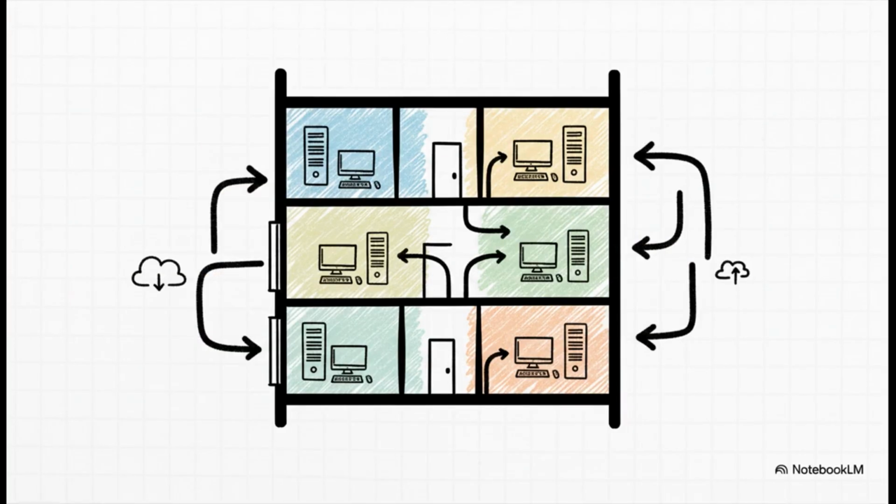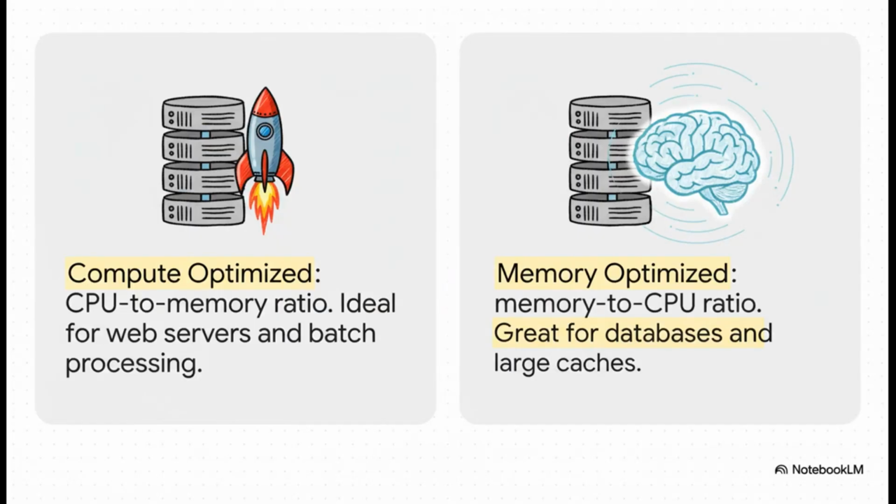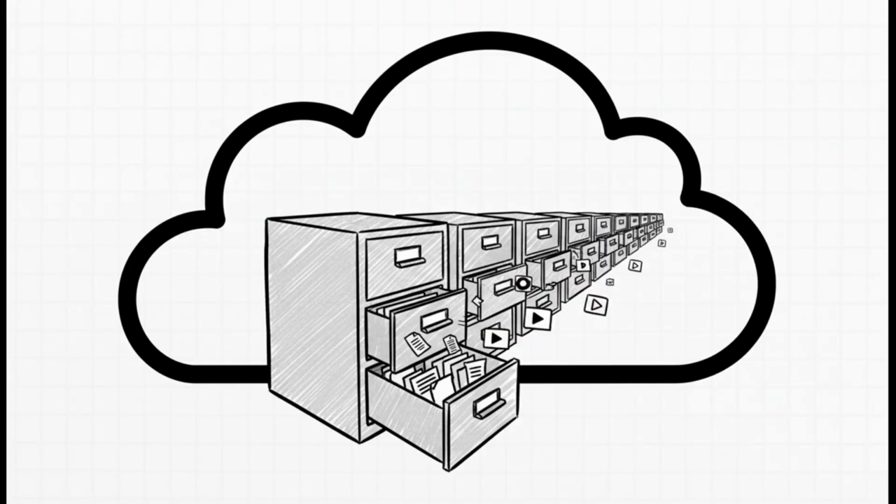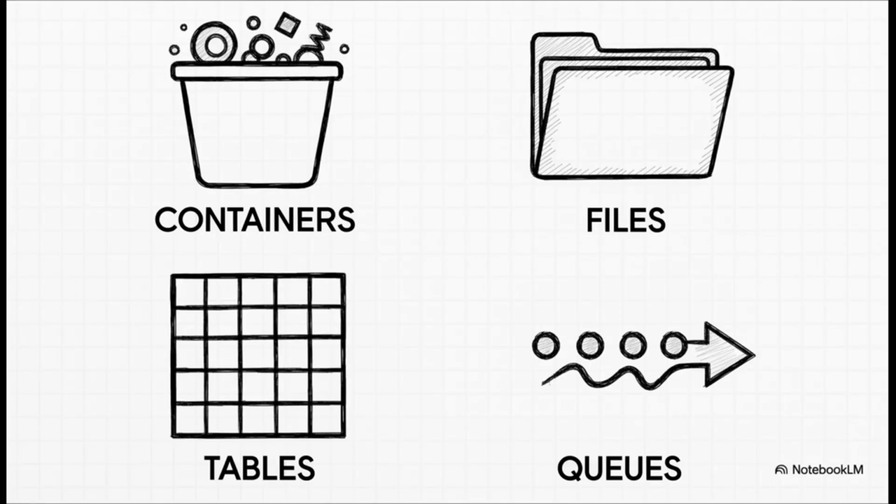So the rooms of your HQ, those are virtual machines, or VMs. They're the servers doing all the work. And you get to pick the right kind of VM, whether you need more processing power or just a ton of memory. And what about filing cabinets? Well, in Azure, that's your storage account, and it's massively scalable. And you've got options for everything, from basic file storage all the way to complex databases.